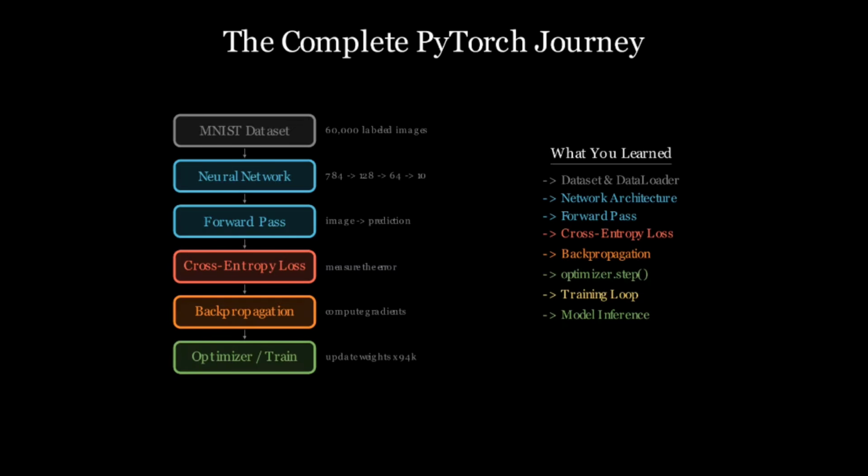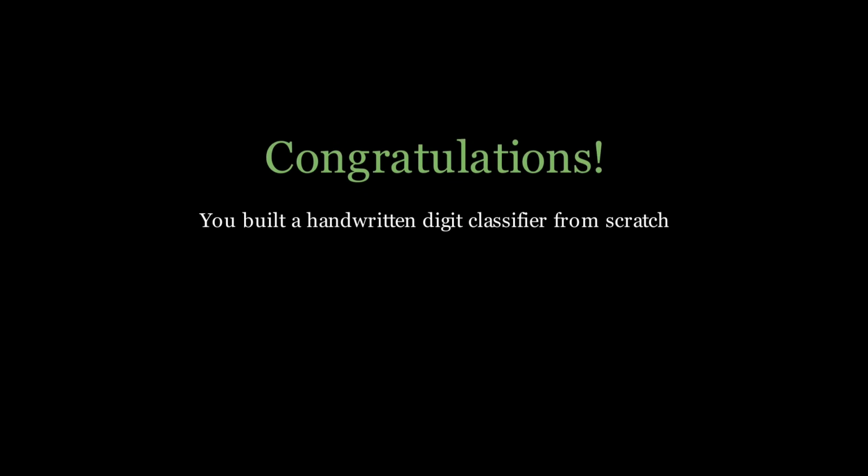Backpropagation calculated gradients for every parameter in the network. The optimizer used those gradients to update the weights and reduce the error. By repeating this process across many batches and epochs, the network gradually learned meaningful patterns. After training, we switched to evaluation mode and used the model to make predictions on new images. This is the complete machine learning workflow used in countless real-world AI systems. Congratulations! You have successfully built and understood your first neural network in PyTorch.